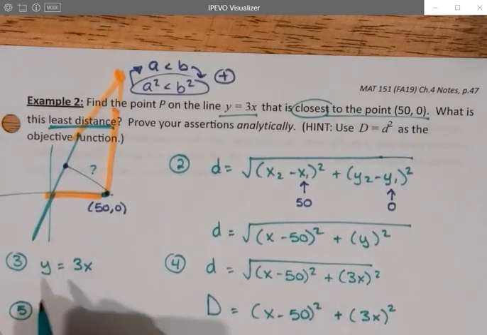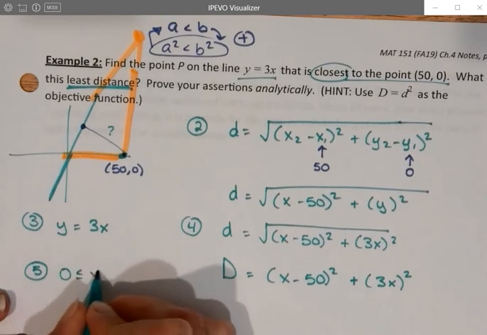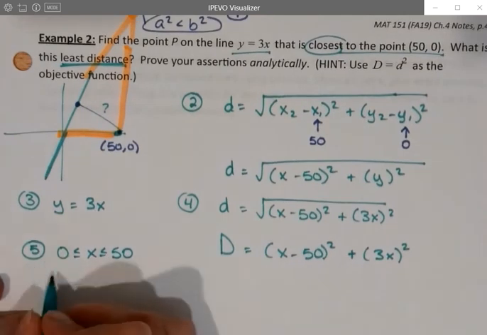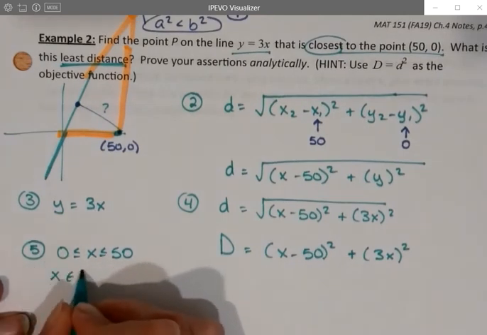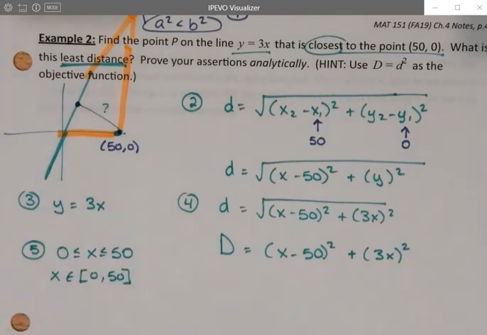So it's not a very good bound, but I do know that 0 is less than or equal to x is less than or equal to 50. That would be the inequality way to write it. Or I could just say x is in the interval 0 to 50 if I wanted to write it in an interval. Either one of those is fine as an interval of interest.